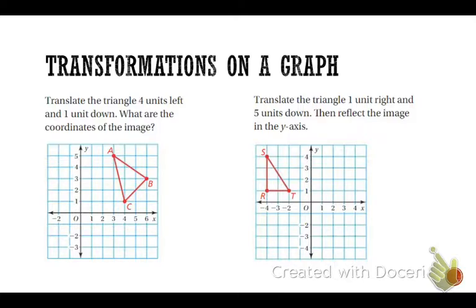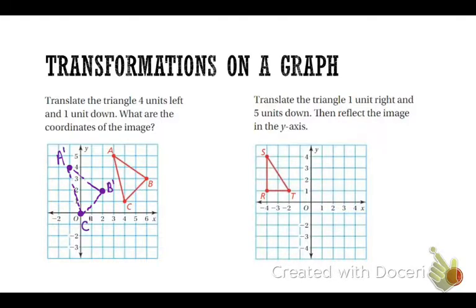I want you to translate this 4 units left and 1 unit down. The only thing you're doing here is you're taking each point and you're shifting it 4 left and 1 down. So point A would go here now. Point B would go here. And point C would go here. Remember on our images, it's a dotted line. You guys remembering this? And then we want to label our points with A prime, B prime, and C prime.